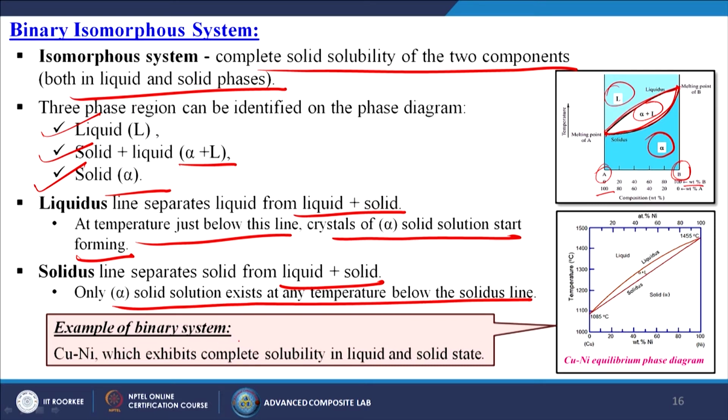An example of a binary system is copper-nickel, which exhibits complete solubility in the liquid and solid state. Suppose copper has a melting temperature of 1085 degrees centigrade, and nickel 1455 degrees centigrade. When we are heating the materials, it follows this path, and on cooling it follows this path. So, this is the liquid of both materials, this is the solid solution of those materials, and this is the zone where the solid plus liquid phases exist.